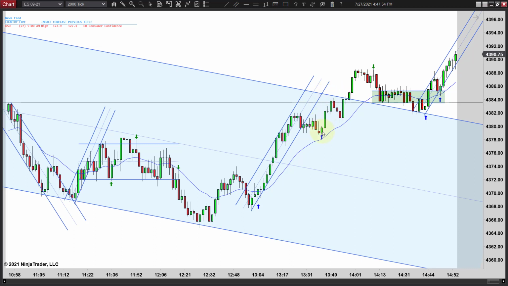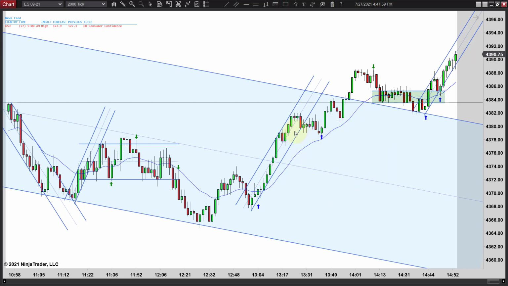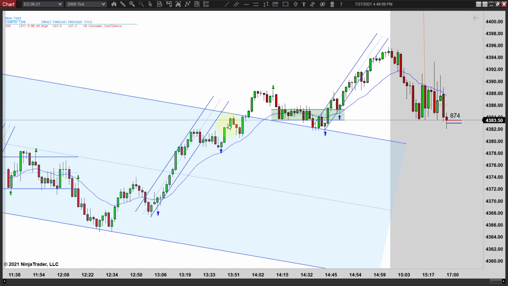And that's relatively low risk, 5 ticks. And you could really look at that as a triple test. I like going long right there. And quick, easy move up. I would probably look to exit here, but it went right on through.